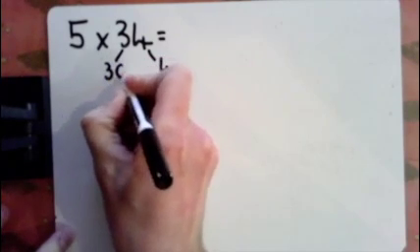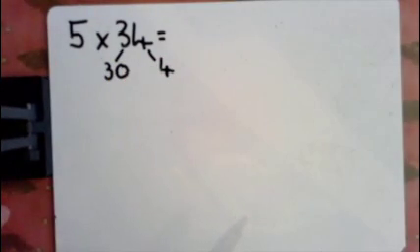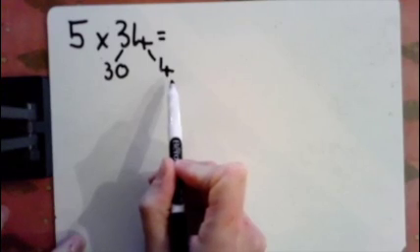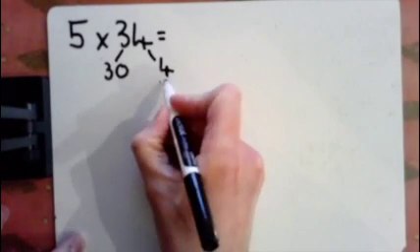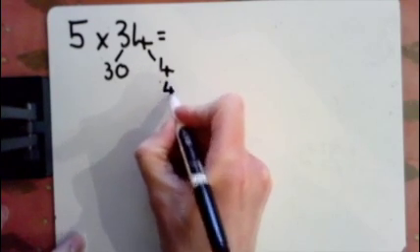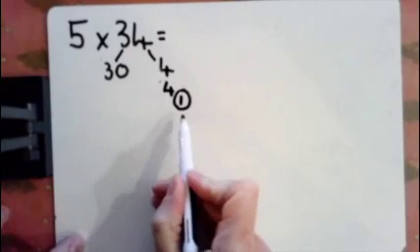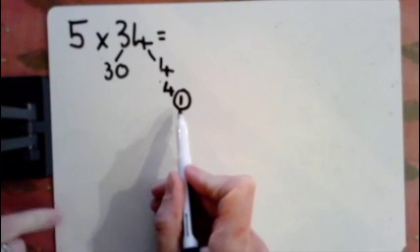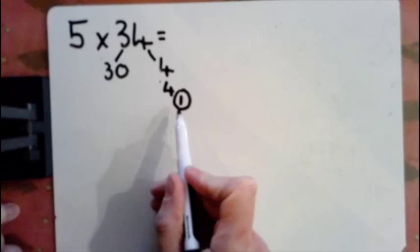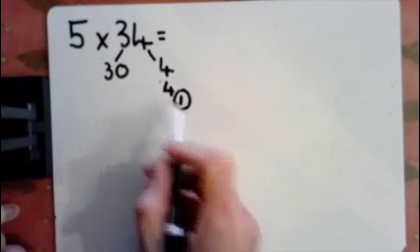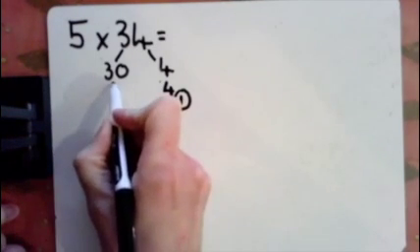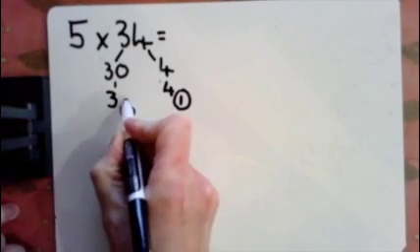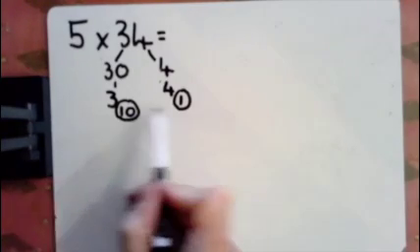and into a 30. Now when I partition, as well as just breaking the number down into 30 and 4, I have to think a little bit about what these numbers stand for. So that 4 stands for 4 ones. And I'm going to write in a place value counter there to say ones. If we were in school, we'd have the place value counters out to use them. But because you probably don't have place value counters at home, I'm just going to write it in there. If that is for 4 ones, the 3 here stands for 3 tens.